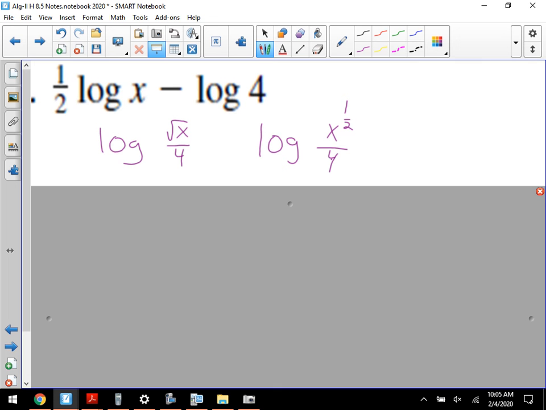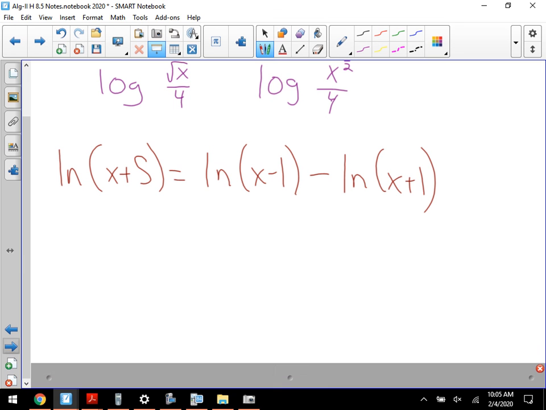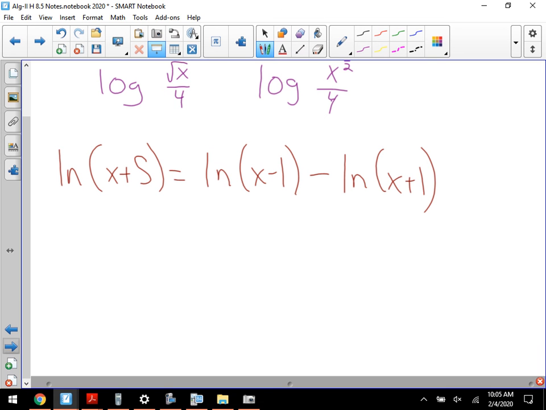All right. So what is all this log stuff going to allow us to do? Well, eventually, it's going to allow us to get to something like this to be able to solve. Now, this is natural log. Natural log is log base what? E. So are all of these bases the same? Yes. But first, before I do that, I have to condense. What side do I condense?